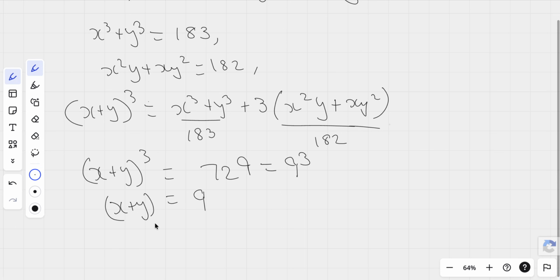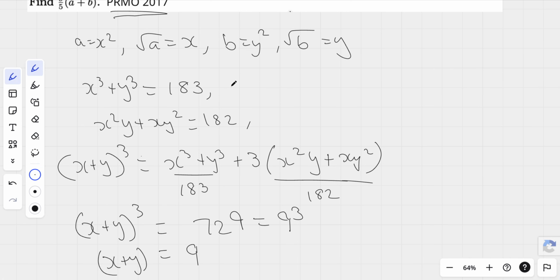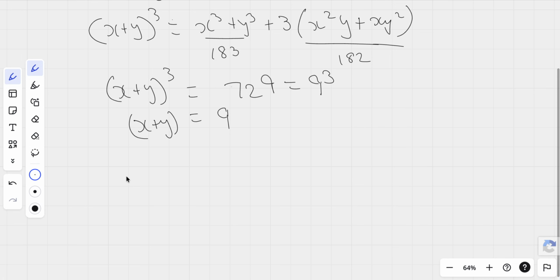Now what was x, what was y? x was root a, y was root b. So we'll just write this as root a plus root b is equal to 9. Great.